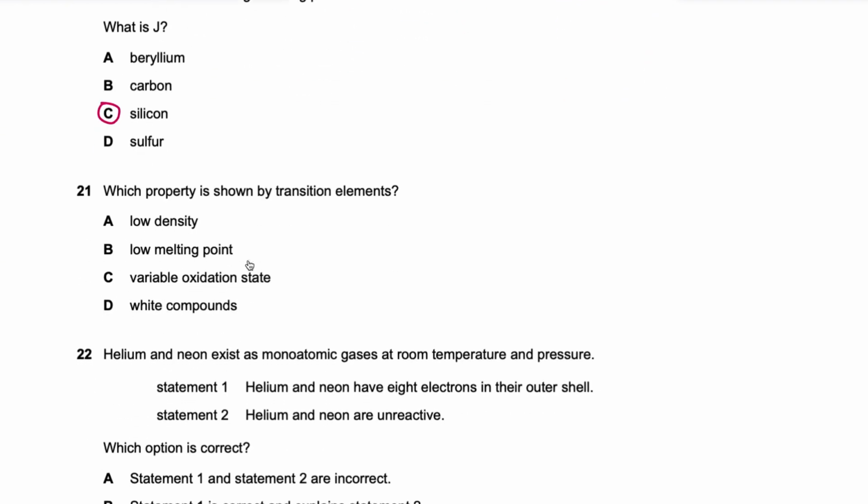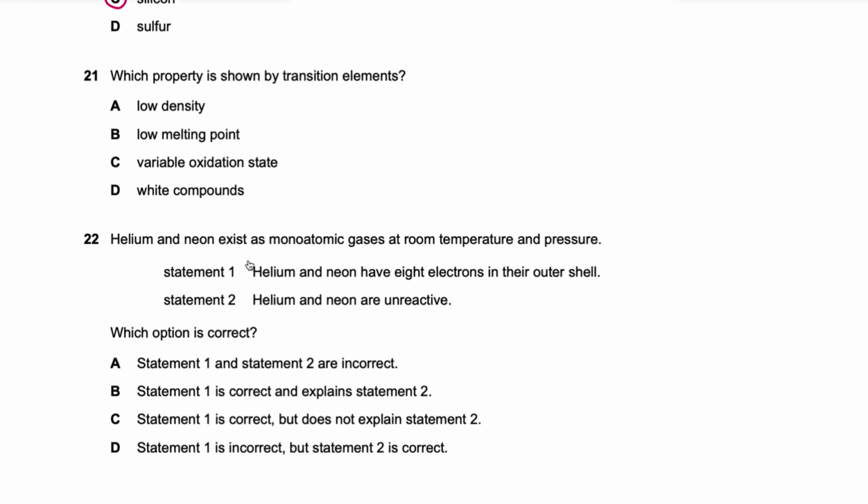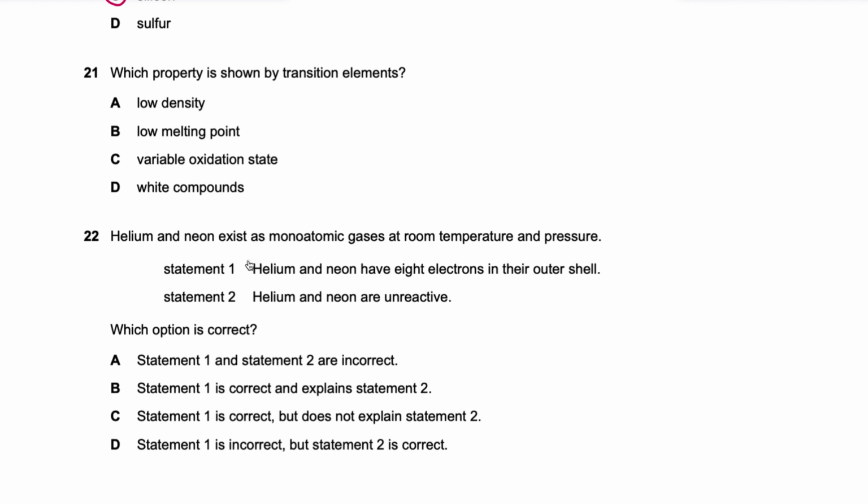Now we go to question 21. Question 21 says, which property is shown by transition elements? Transition elements. There are 3 properties of transition elements you need to know in the exam. Number one is that they have high density.